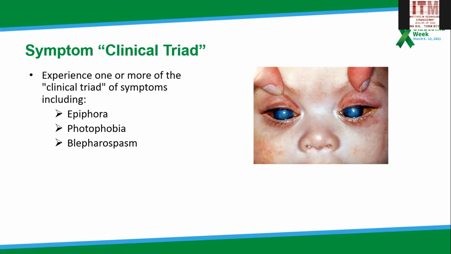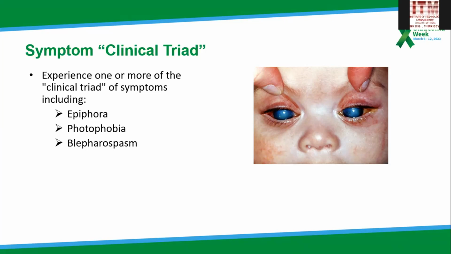In a congenital or pediatric glaucoma patient, there are three classical clinical triad symptoms: epiphora, photophobia, and blepharospasm. The patient can have all three symptoms, or maybe any one or two of the three. Epiphora, commonly, is watering. There is a lot of watering, which is called epiphora.